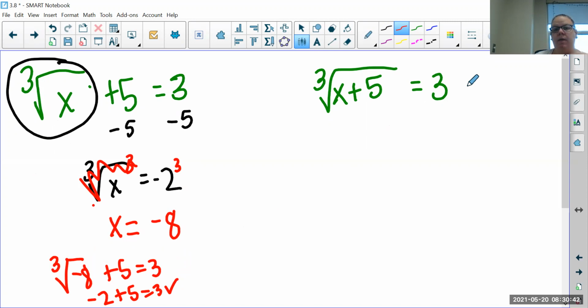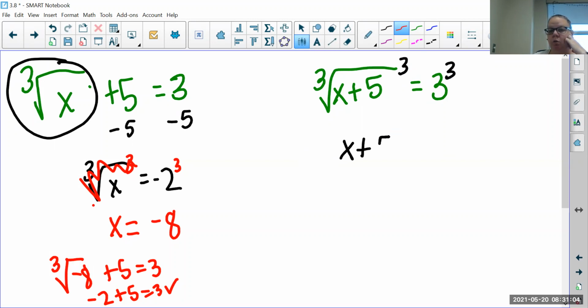Now this one's different because the x plus 5 is in the radical. And just like I said before, the radical is like a box. So the x plus 5 is stuck inside the box. You can't move the 5 until you open the box or get rid of the radical. And the way you get rid of the radical is to cube both sides. So I'm going to cube both sides. That cube and cube root disappear. That means the box is open. So it just becomes x plus 5.